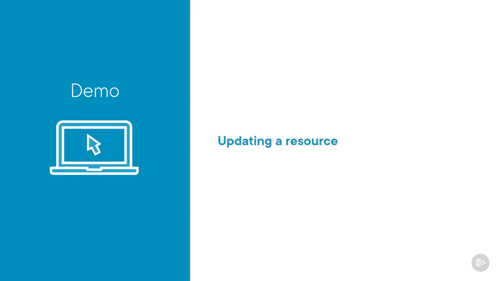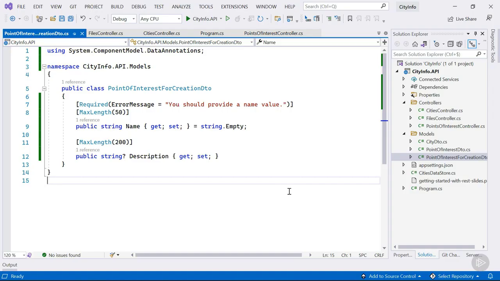There's two ways to update a resource: a full update and a partial update. In this demo, we'll cover full updates. For that, we use the HTTP PUT method. As we previously learned, it's a good idea to use different models for create, update, and read, even if they at this moment contain the same properties.